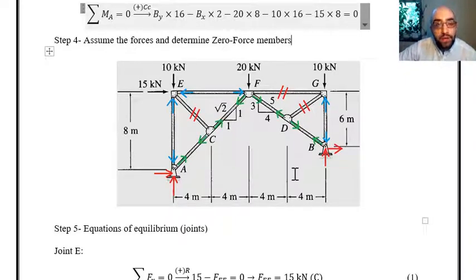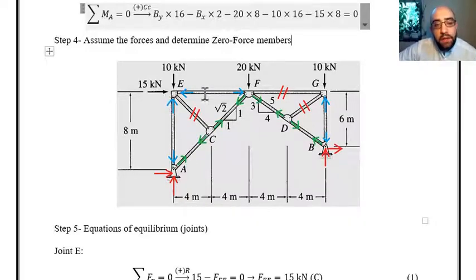If you get a positive value, it means that your assumption or your guess is correct. And if you get a negative value, it means that, for example, if you assumed the member is in tension, the member is actually carrying the load through compression, and you have to just mention it in your solution. We never change our assumption in the figure. We just consider the right sign for the force in our calculation.